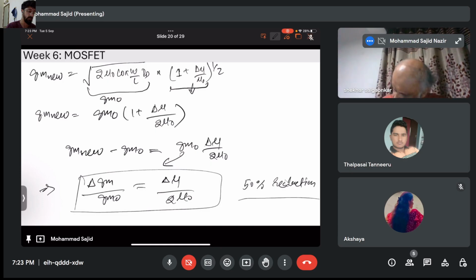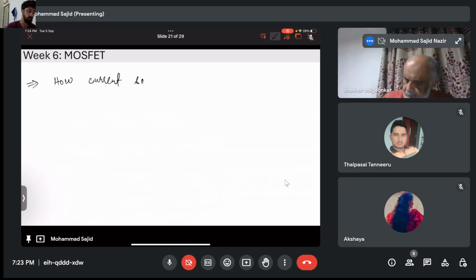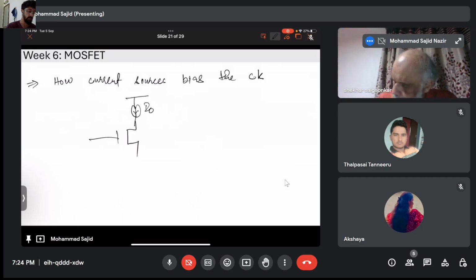Okay, so now the question is how current sources bias the circuit. Now I will give you a transistor, and this is my current source. Let's say I know. How does it bias the circuit? How does it turn on the device?